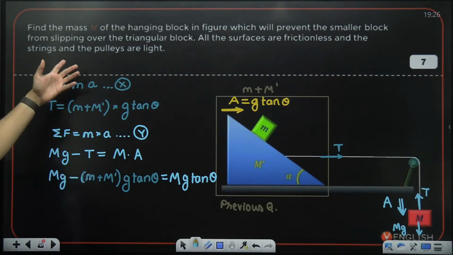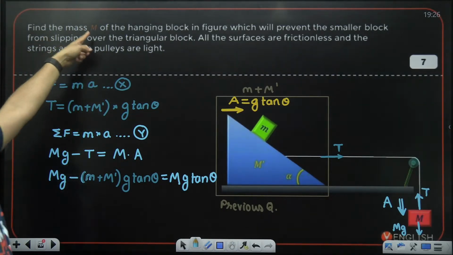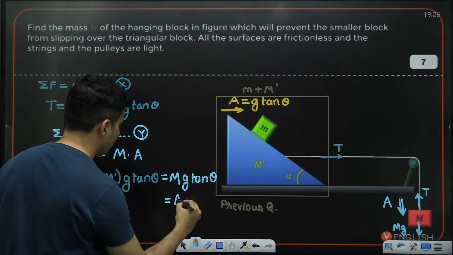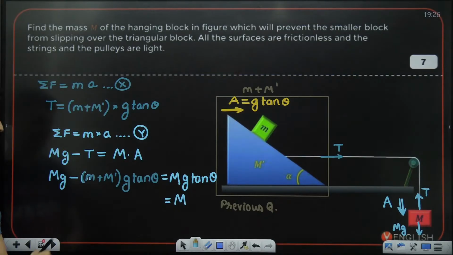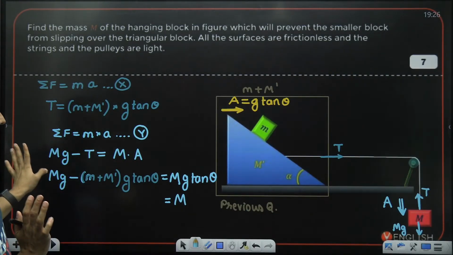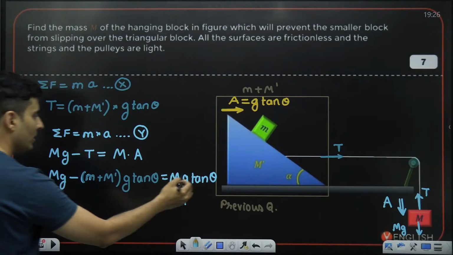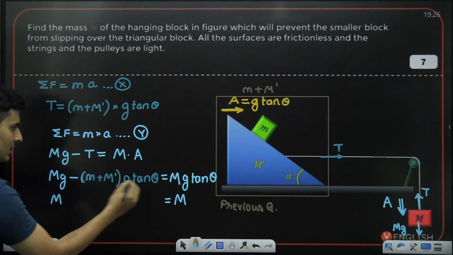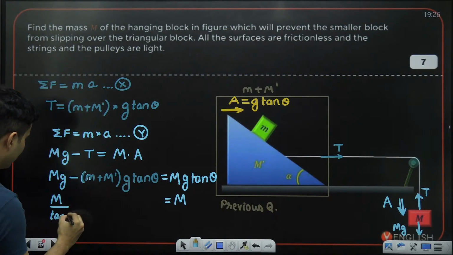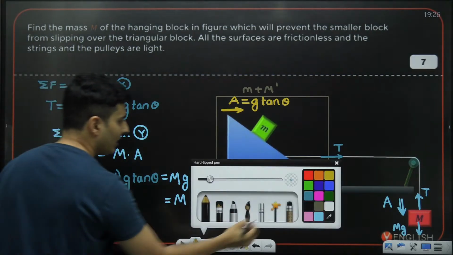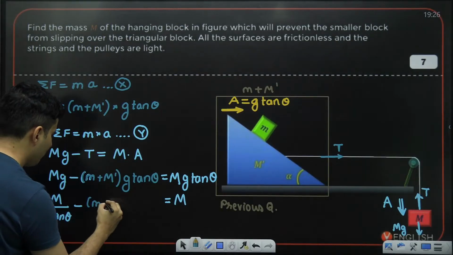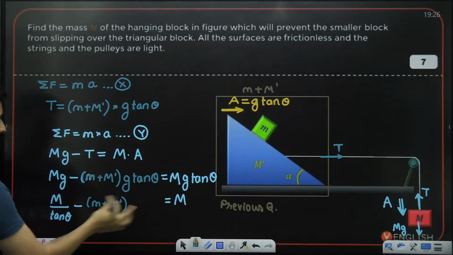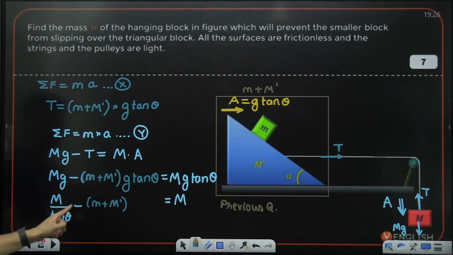A I already know. It is nothing but g tan theta. Oh, wonderful. And what was the question? The question is find the mass capital M. That means you have to find this capital M mass. So divide it with g tan theta. The moment you divide it with g tan theta, see what will happen. M will be there. G will cancel. So M by tan theta minus, here you will still have that m plus m prime, but since g tan theta is divided, nothing will stay over here. So this is the mass, guys. M will be m by tan theta.